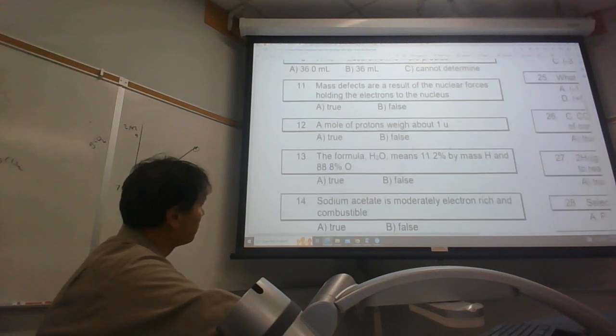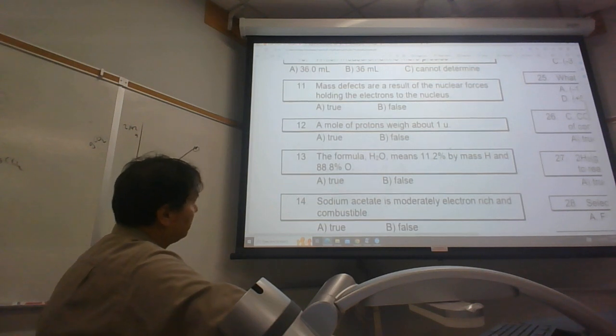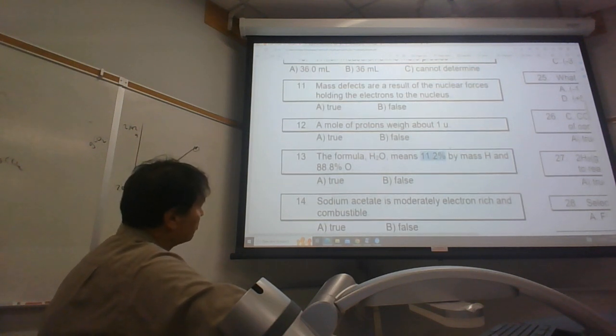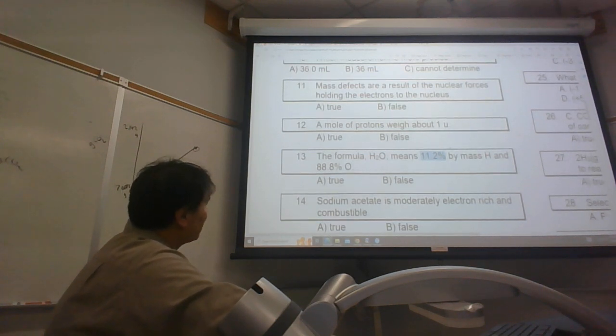13's a trick question, right? The formula is telling you the mole ratio. I mean, it's true that H2O is 11.2 by mass hydrogen and 88 by oxygen, but just looking at the formula, it doesn't tell me. No, you'd have to calculate these based on the formula. The formula just tells you there are 2 hydrogens for every oxygen atom, or moles. Wait, so that's false? Well, this is a bad question. It could be true or false, depending on how you interpret this.